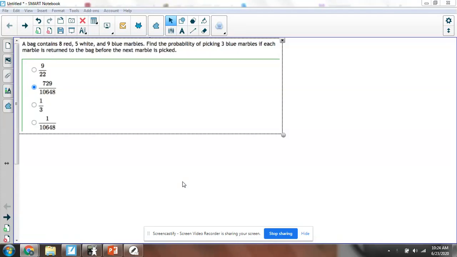Okay, here's the first one. A bag contains 8 red, 5 white, and 9 blue marbles. Find the probability of picking 3 blue if each marble is returned to the bag before the next marble is picked. So this is with replacement. So we're just going to, let me get my marker set up.